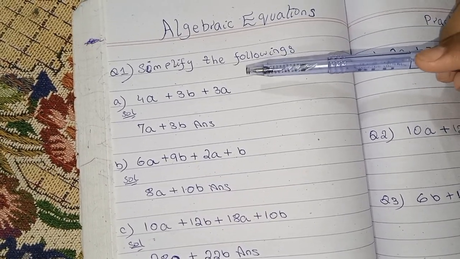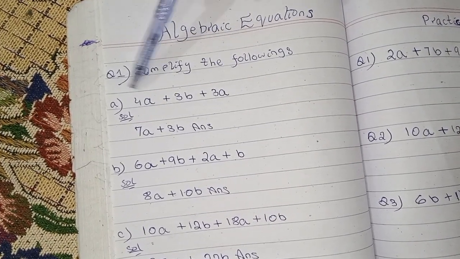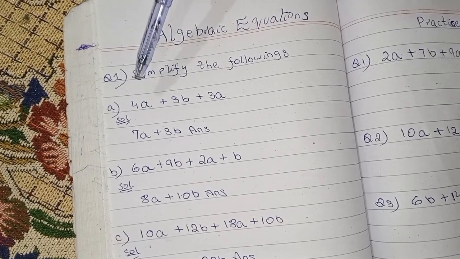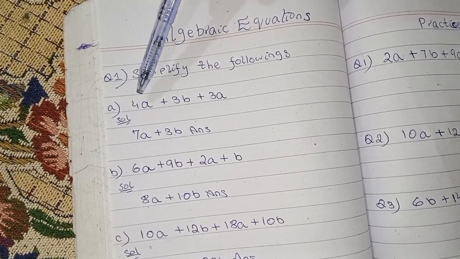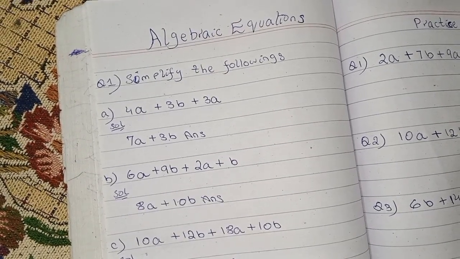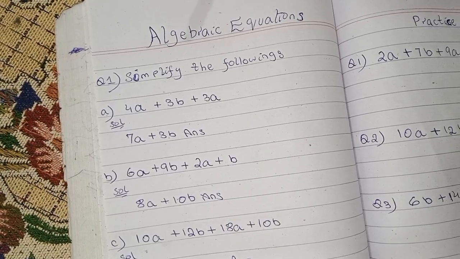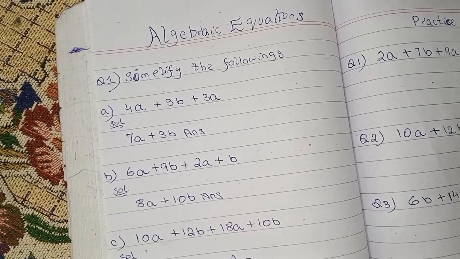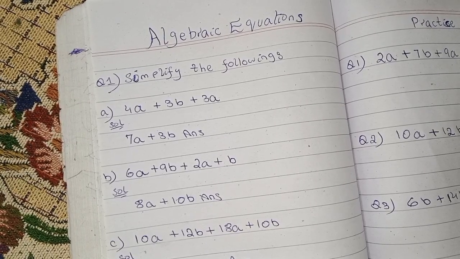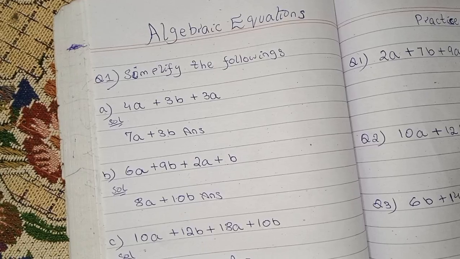The first part says 4a plus 3b plus 3a. We will have to simplify these terms. Firstly, you have to understand that the same variables will be collected on one side and we will add or subtract them. Today we will only learn how to add the same variables with different coefficients.